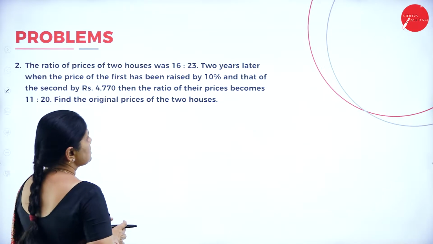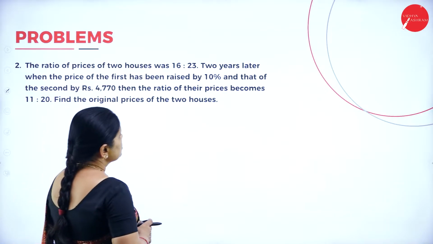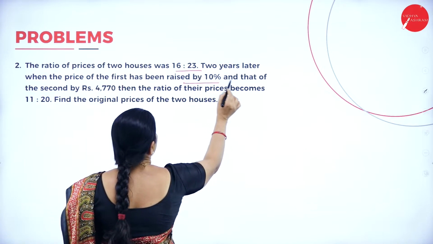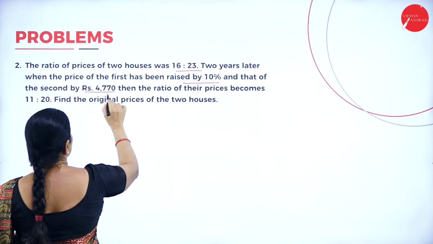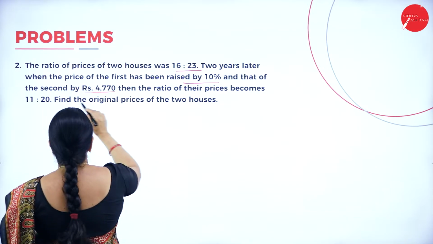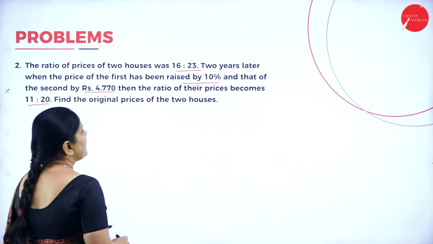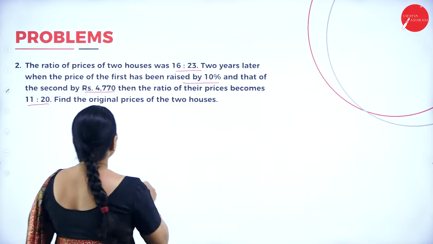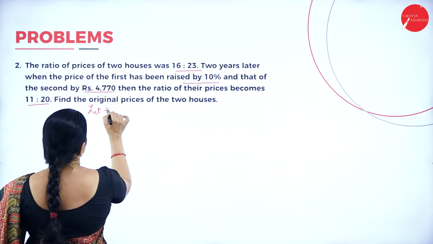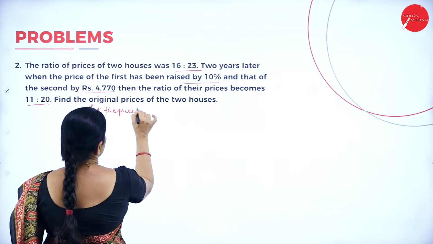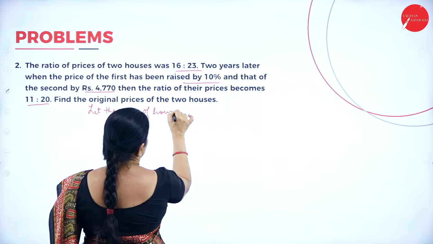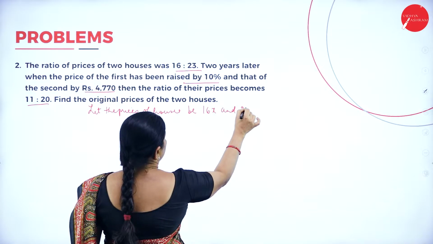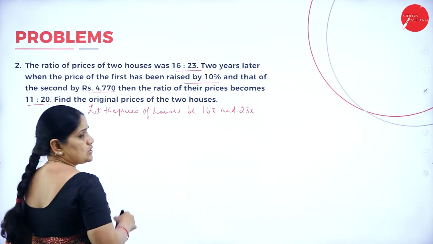The ratio of the prices of two houses was 16:23. Two years later, when the price of the first has been raised by 10% and that of the second by 4,770, then the ratio of the prices becomes 11:20. Find the original prices of the two houses. Now we will assume that the prices of the houses are 16x and 23x.